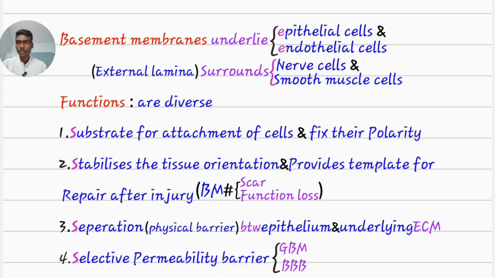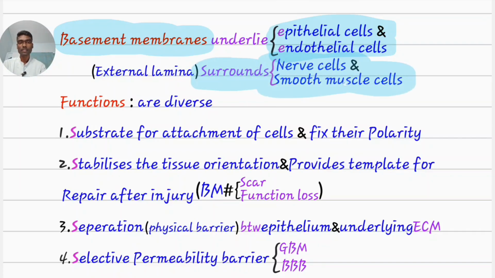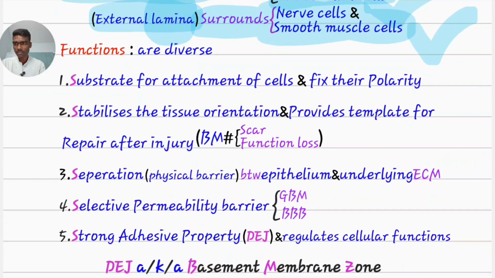Dermal Epidermal Junction is nothing but a complex form of basement membrane. First we will see what basement membranes are. They underlie epithelial cells and endothelial cells. Some forms of basement membrane also surround nerve cells and smooth muscle cells. Such basement membranes are called external lamina because they surround the exterior of smooth muscle cells and nerve cells. This word lamina we are going to hear multiple times while dealing with DEJ.